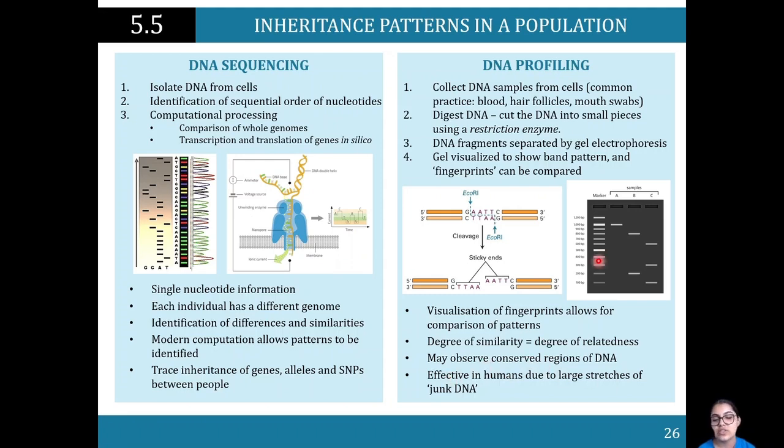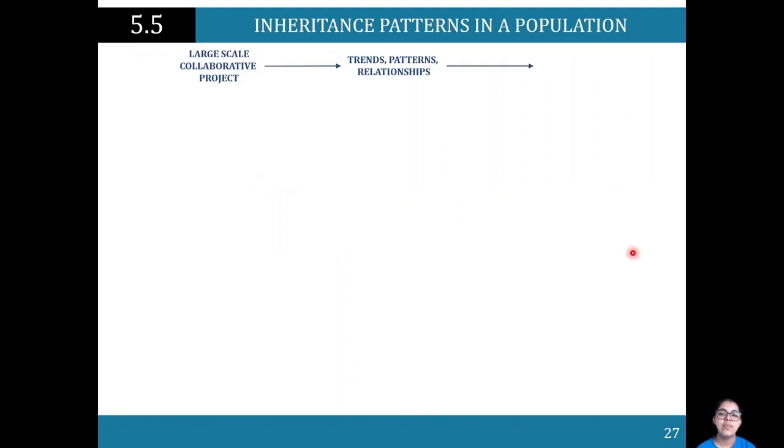And it's also effective in humans because we have large stretches of junk DNA that we can use for this process. So remember I said earlier, not all DNA makes protein, and so we have junk DNA as well, which we can use for this sort of process. Now let's have a look at inheritance patterns.